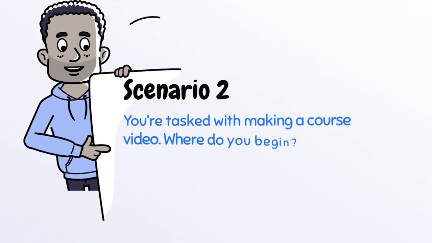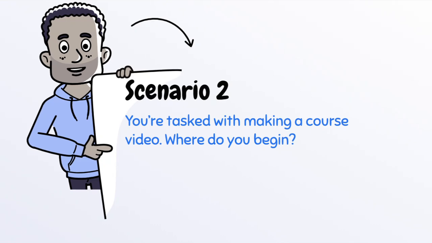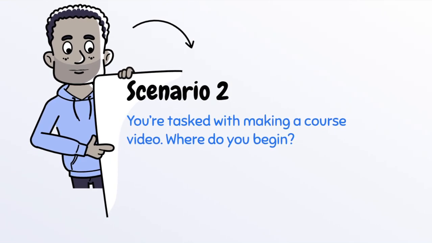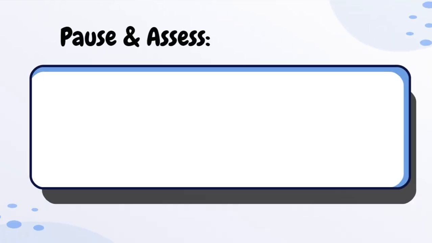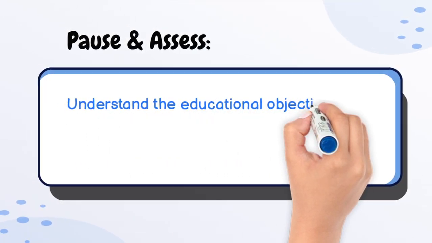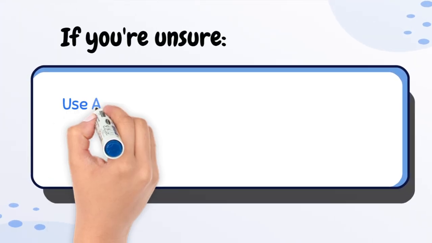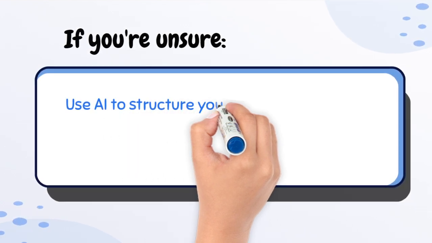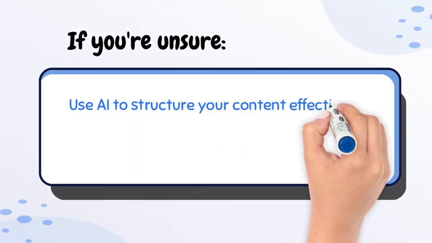You're tasked with making a course video. Where do you begin? Pause and assess. Understand the educational objectives clearly. If you're unsure, use AI to structure your content effectively.